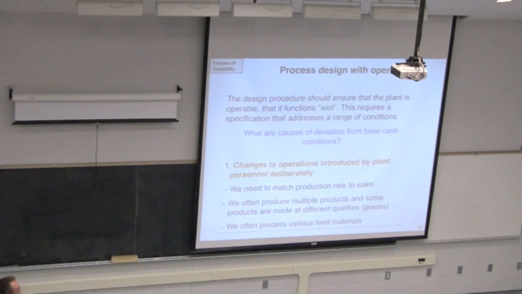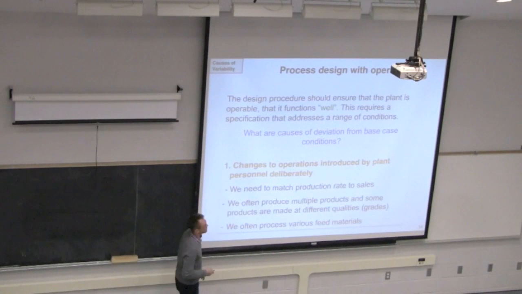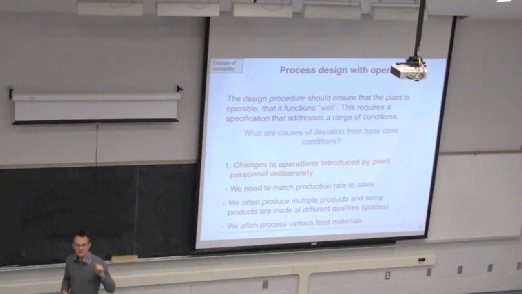So some of the things we need to consider, so this is the new slide here, slide 14 and onwards. The things you have to consider when you're designing that process is to recognize that you do not have a single operating point. So changes introduced by the plant personnel deliberately. What this means, this is you. This is you in your office recognizing that base design needs to change to some other operating point.